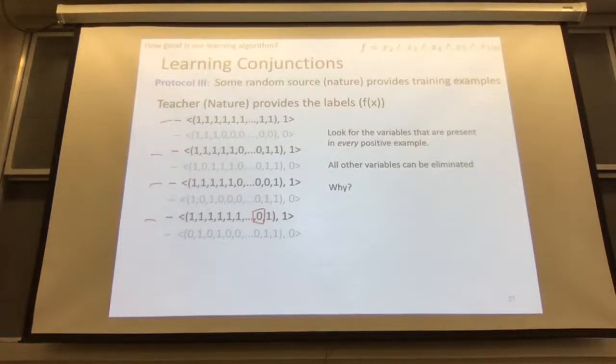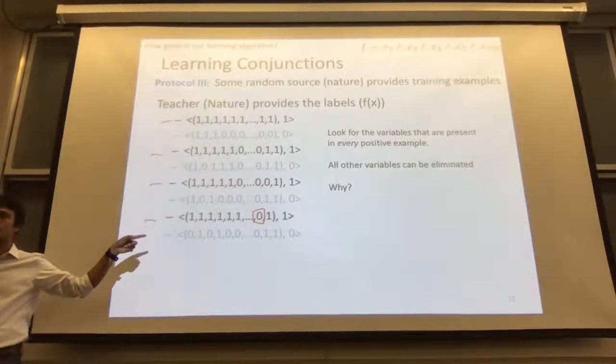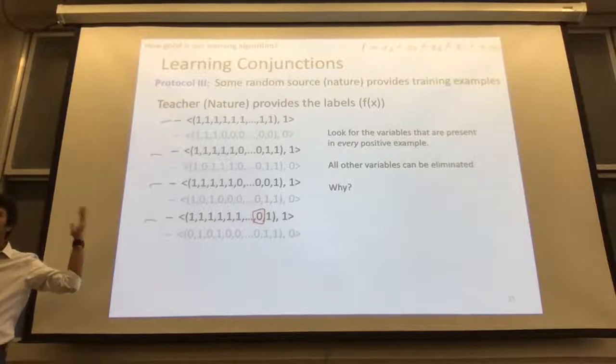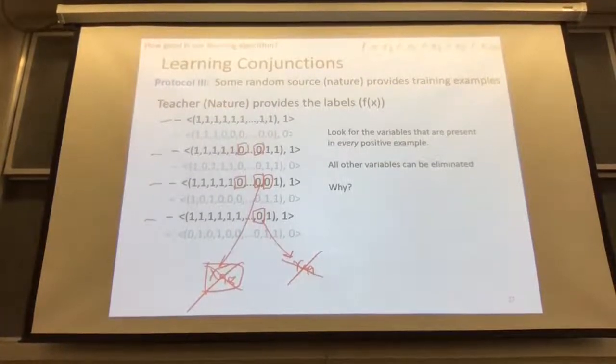What that means is this example is labeled positive despite the fact that x99 is 0, right? Which means x99 couldn't possibly be in the conjunction. Every 0 in a positive example eliminates variables. So this example eliminates x99, this one eliminates x98, and so on. And what you do is you look at the rest of the variables that survive and you make a conjunction out of them. That's a reasonable thing to do.